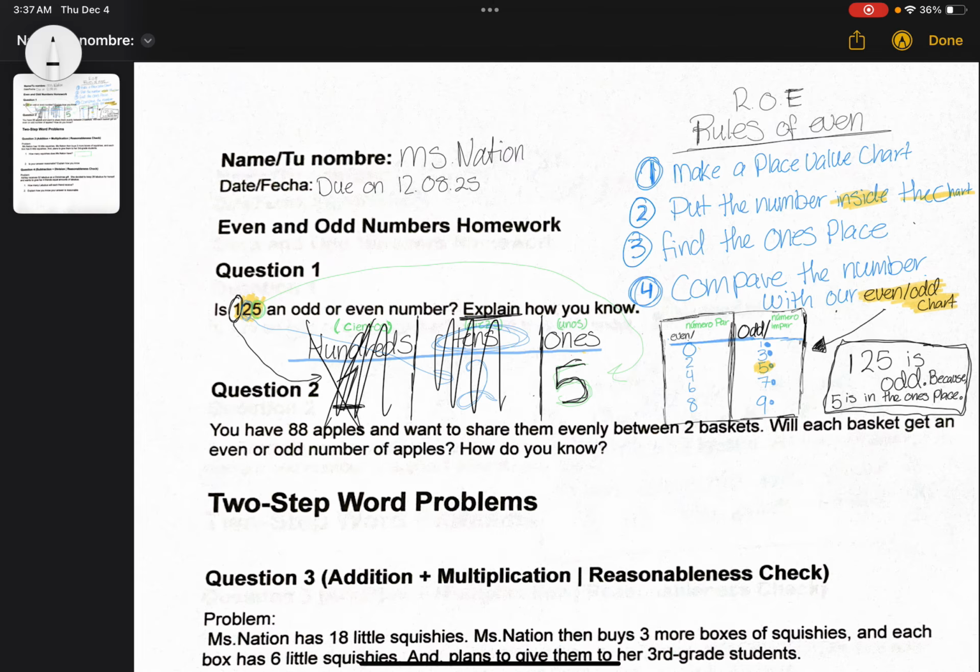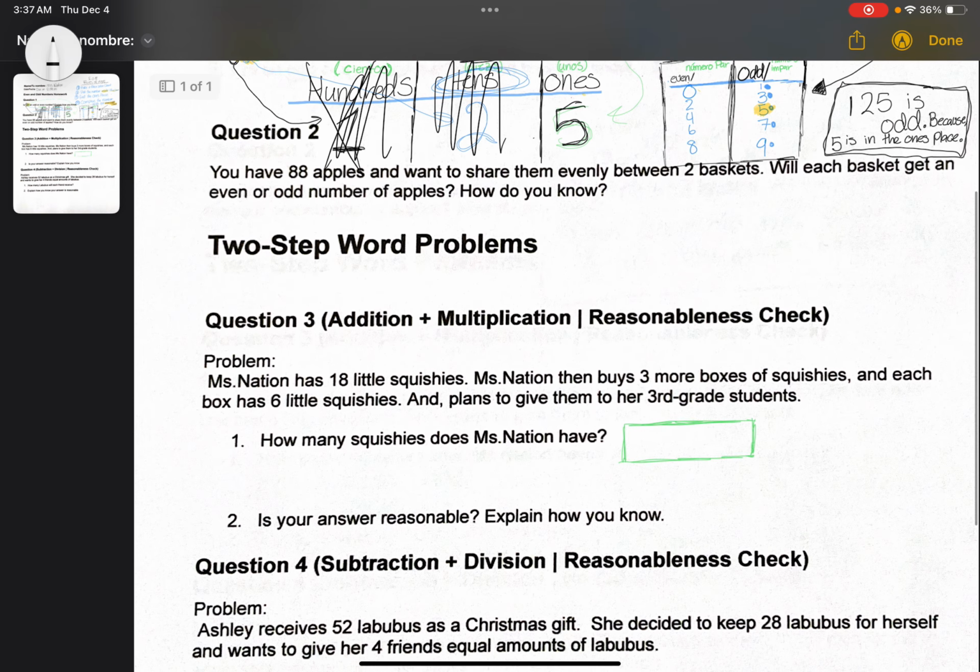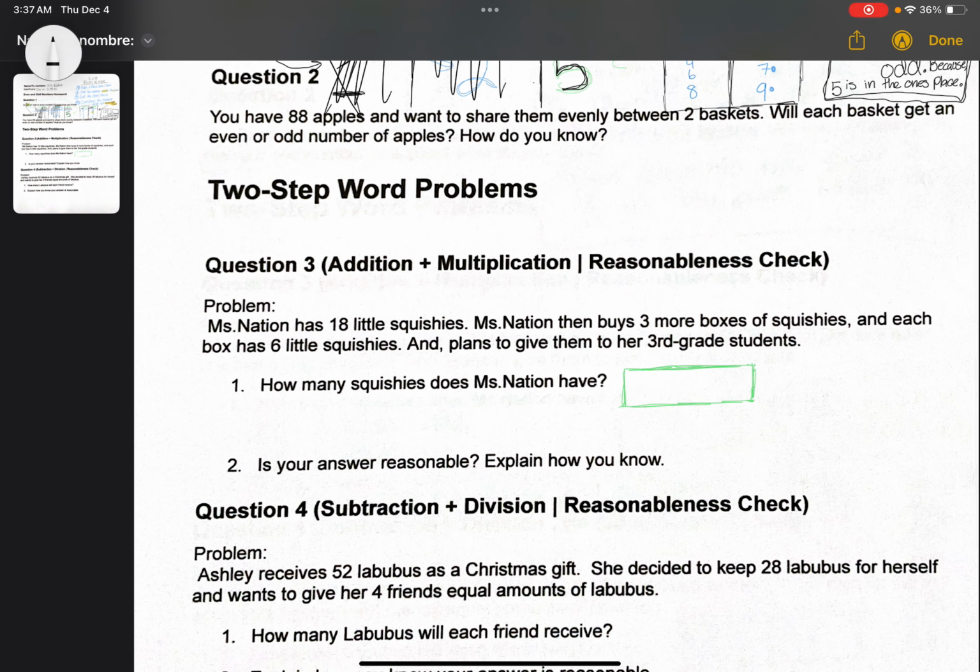Now, let's go on to question 2. We did question 1. Let's do question 2. You have 88 apples and want to share them evenly between 2 baskets. Will each basket get an even or odd number of apples? How do you know? Well, remember in class when we divided squishies so that each squishy could have a friend or a partner? That's what we'll look at here as well.